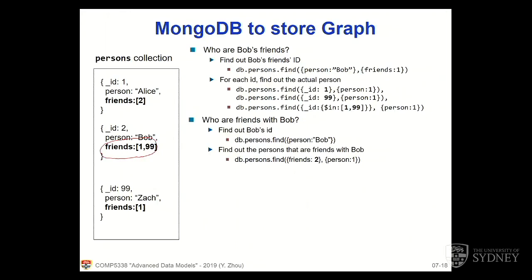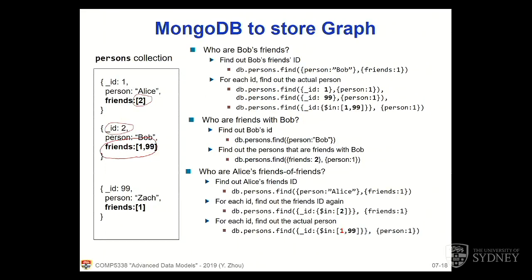Now, if we want to find out who are friends with Bob, first we need to find Bob's ID. It's 2. And then we find out the persons that are friends with Bob. So we say, okay, friends include 2, and then we find out the person. So that's, again, another query. So we find all the documents with the friends field containing 2, and here is this one.